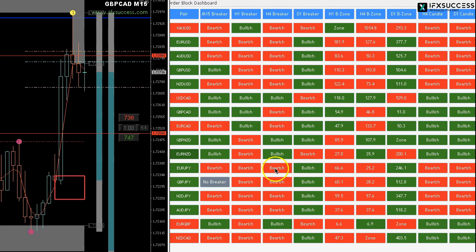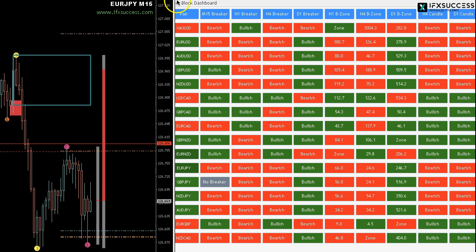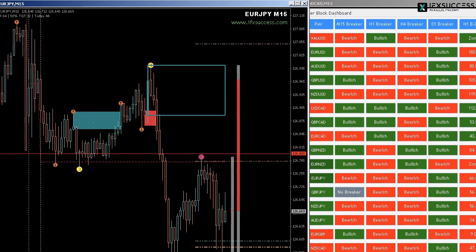Now I go here and I see my 4-hour breaker is bearish, and I'm only 25 pips away from my 4-hour breaker zone, so that's not bad. Then I see the 1-hour breaker is also going in my direction. So all I do is click on euro yen and look for either a 5-minute breaker or wait for a 15-minute breaker. So I'm going to open it up and see what we can get out of here. Always ask yourself that question.